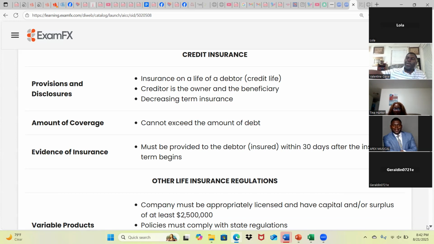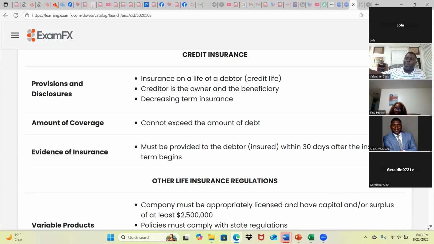And what is decreasing term? Decreasing term is when you go to the bank to take a loan, and the bank says, we need an insurance policy to cover you in case you die and we cannot get our money for that loan. They give you a $1 million loan. They say, we need a policy on your head for $1 million. Guess what? Decreasing term.